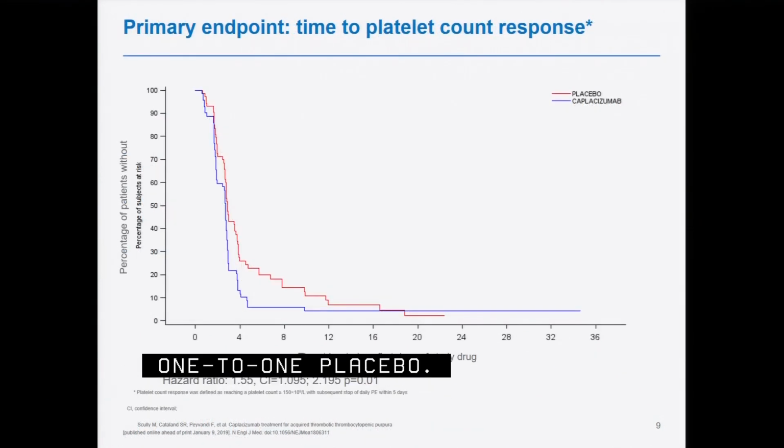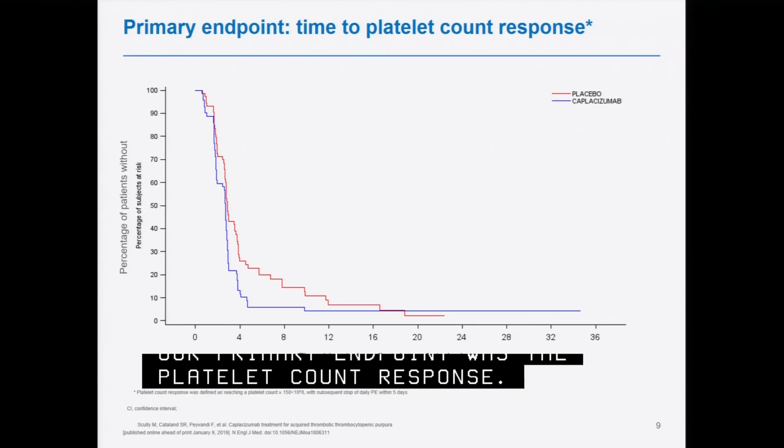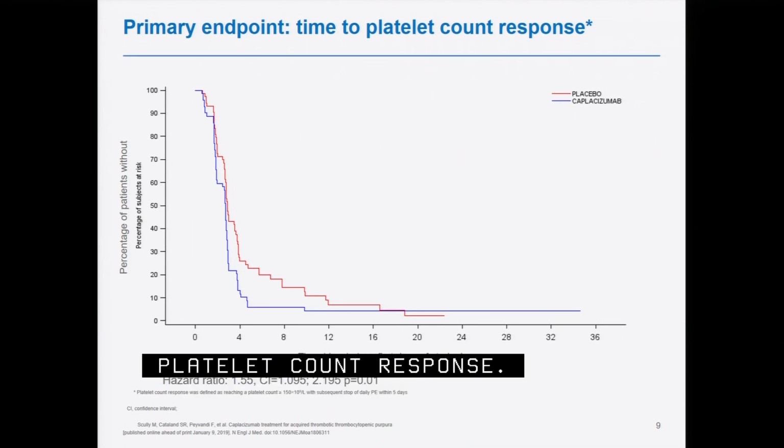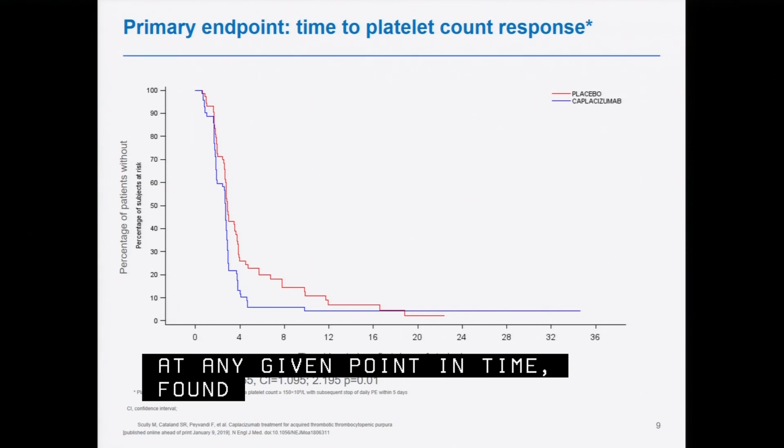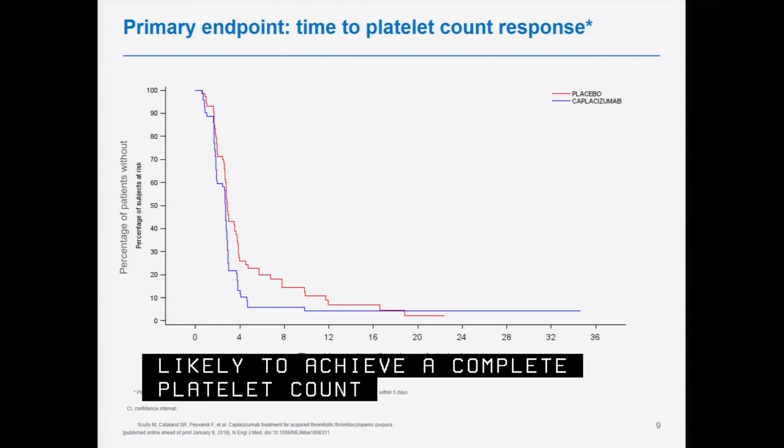Our primary endpoint here was time to platelet count response. As shown by the Kaplan-Meier curve here, at any given point in time, we found that caplacizumab is 1.55 times more likely to achieve a complete platelet count response, defined as greater than 150, compared to that of placebo.